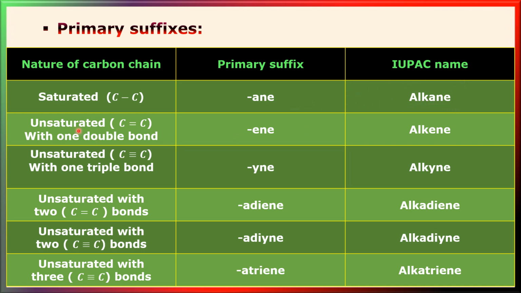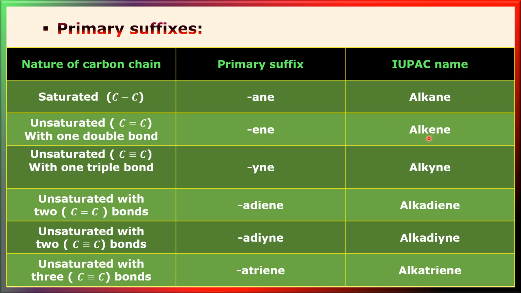And if a carbon compound contains at least one double bond or triple bond, then that compound is said to be unsaturated carbon compound. So unsaturated containing one double bond. So in the carbon chain, if only one double bond is there, the primary suffix we have to use is ENE, ene.